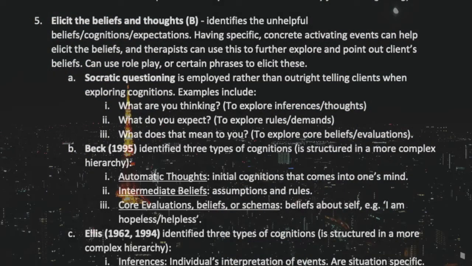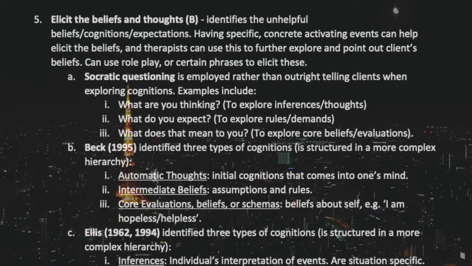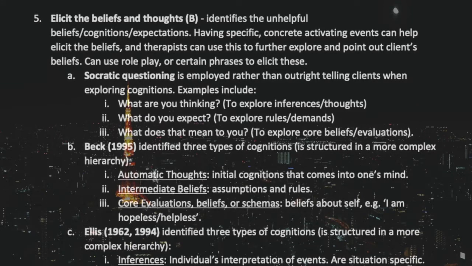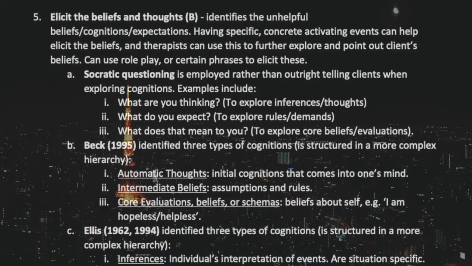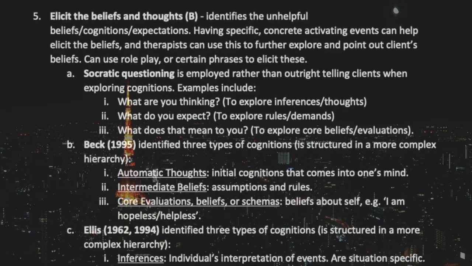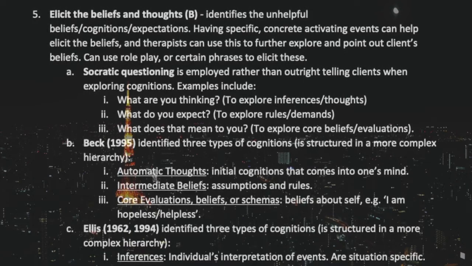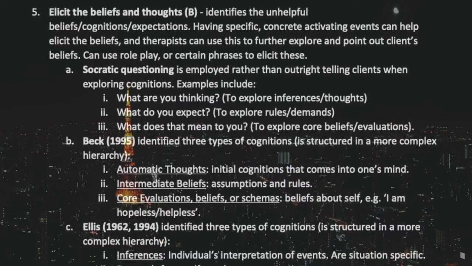So step 5 then is to elicit the beliefs and thoughts. B are the beliefs and thoughts, and in doing so, it helps to identify the unhelpful beliefs, cognitions, and expectations that lead to C, or the consequence. It is important to have specific, concrete activating events which can help elicit the beliefs, and therapists can use this to further explore and point out clients' beliefs. Other ways to help elicit these is through role play or by the eliciting of certain phrases.